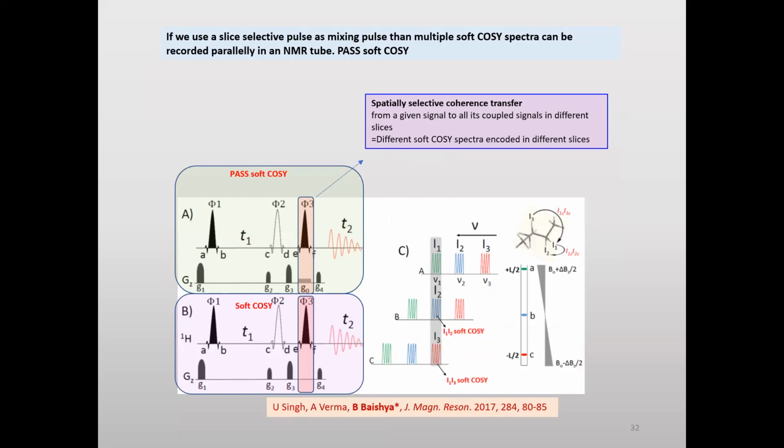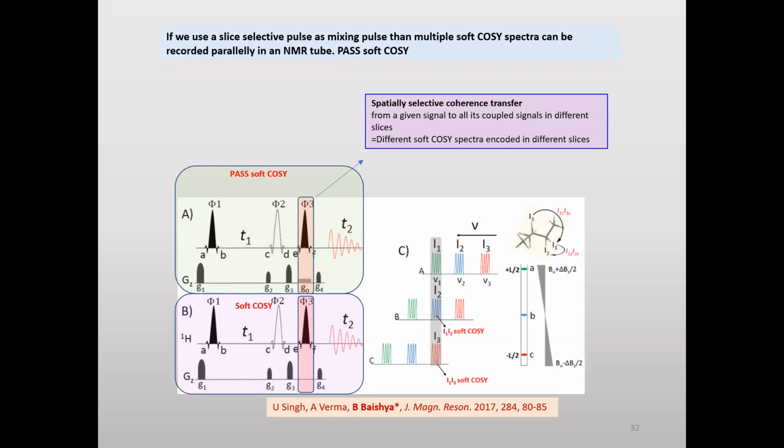So here are the pulse sequences. You can see the bottom one is the soft COSY spectrum. What we do here, the first two selective pulses are applied on spin 1, and the third pulse with phase phi is applied on spin 2 for recording the 1-2 soft COSY, or it is applied on spin 3 for recording the 1-3 soft COSY spectrum. So two experiments have to be performed.